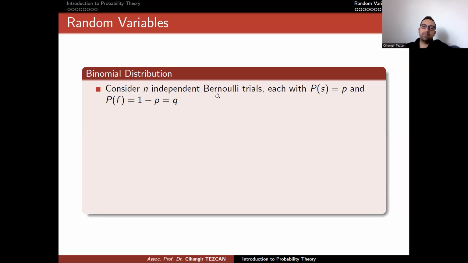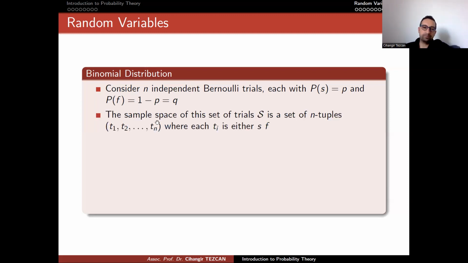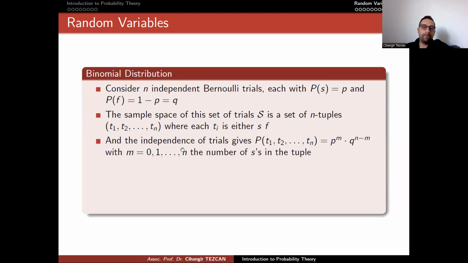So consider n independent Bernoulli trials, each with probability of success equal to p and probability of failure equal to 1 minus p, which is q. The sample space of the set of trials S is a set of n-tuples (t1, ..., tn), where each ti is either success or failure. And the independence of trials gives the probability of a tuple: if you have m successes, then you will have p to the m times q to the n minus m, because there will be n minus m failures, with m the number of successes in the tuple.